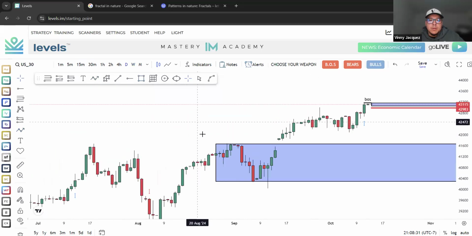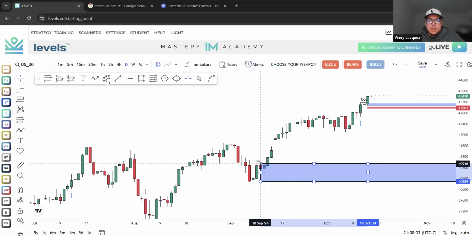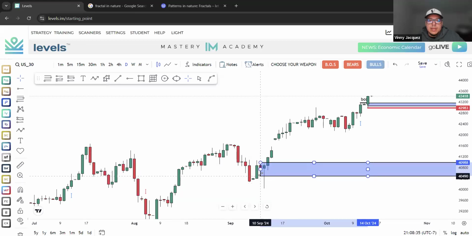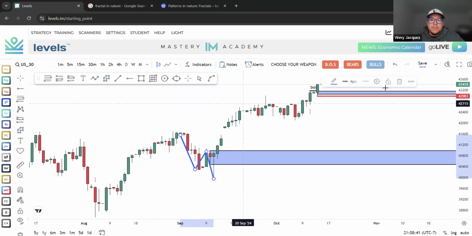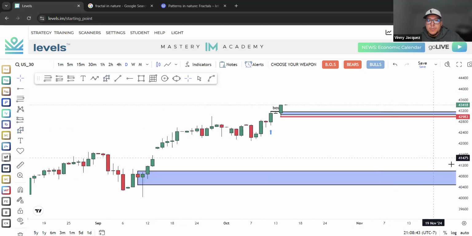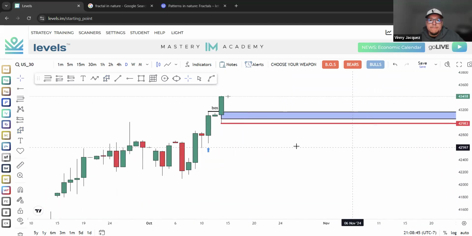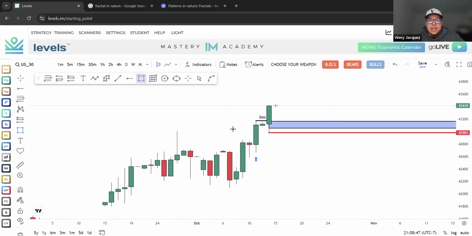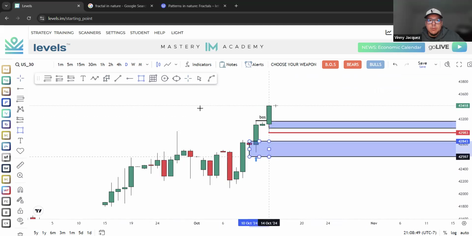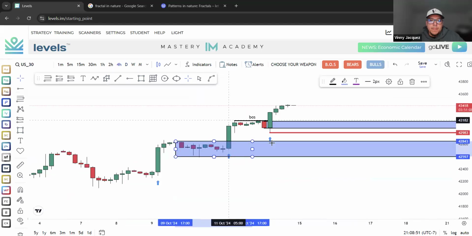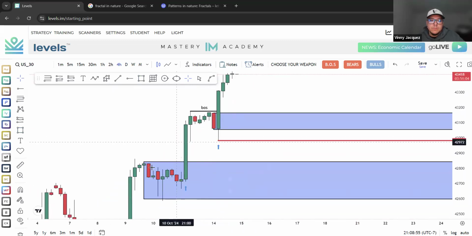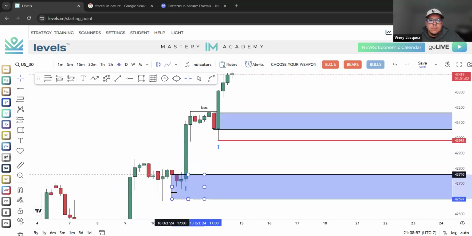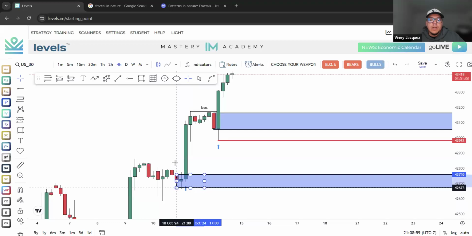Daily time frame, even smaller down here. Cool. I like that area as well based off of structure. Lower low, lower high. We got a wick lower, change of character. Even better. I like that zone as well. Daily time frame saying this is a starting point. Okay, cool. 4 hour, got it.